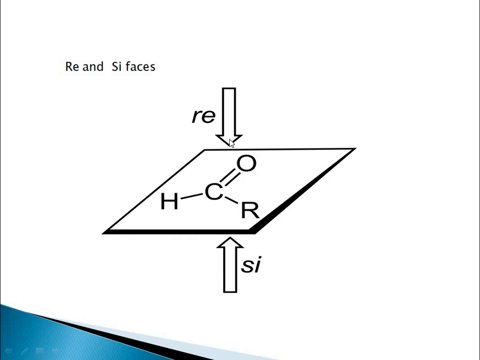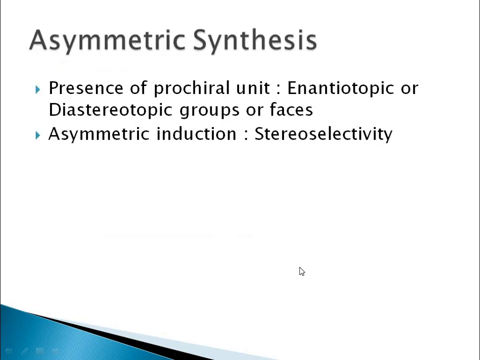What will happen? This attack can be either from the re side or the si side. In this case, rather than pro-R and pro-S, we call them the re and the si faces. This is the re face. And now, going from, again, priority is named in the same direction: 1, 2, 3, clockwise direction. So the re face. If it is the re face in this direction, then below this face, the other side will be the si face. Above is the re face, then the other side will be the si face.